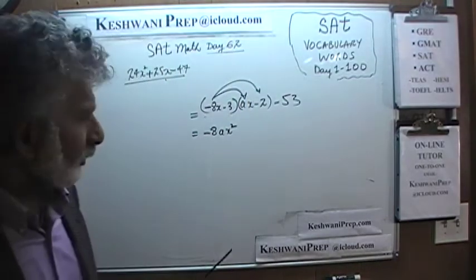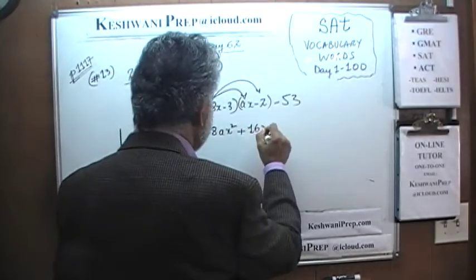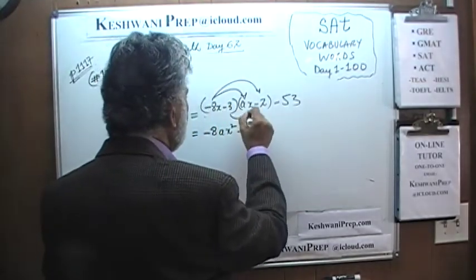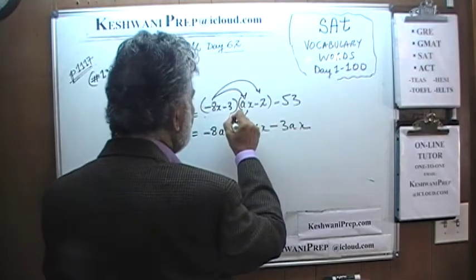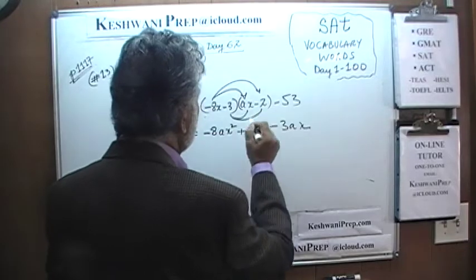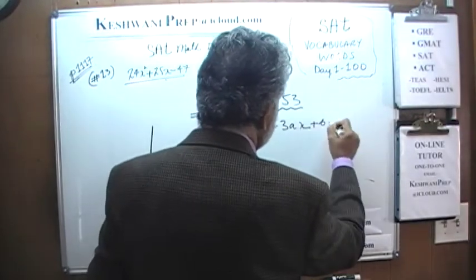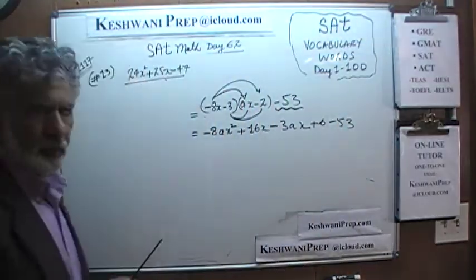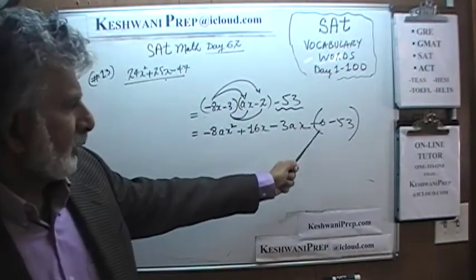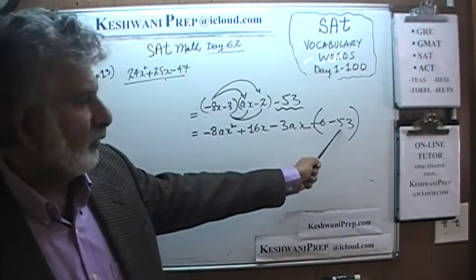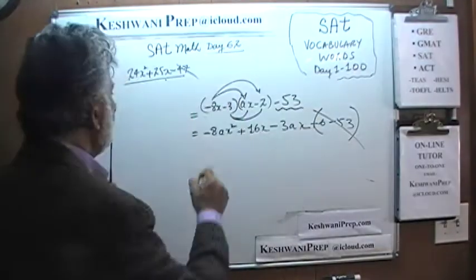As long as you pay attention, you'll be fine. Negative and negative is positive. So it's 16x. And here we have a negative 3, so it's going to be negative 3ax, and negative 3 and negative 2 is going to give us positive 6, and then finally we have negative 53. The very first thing we notice is that positive 6 and negative 53 is going to give us negative 47, which is exactly what we have on this side, which instead drops out.